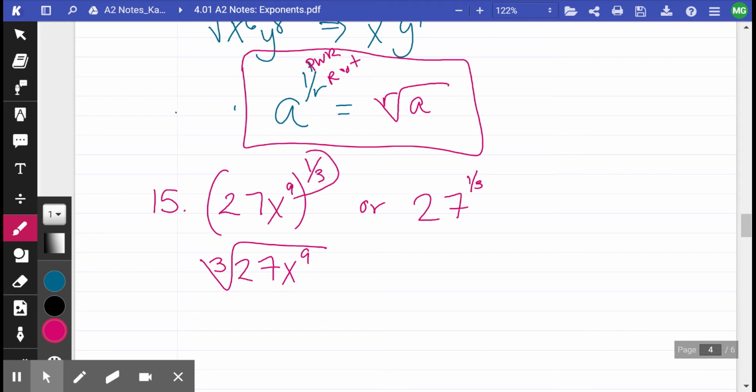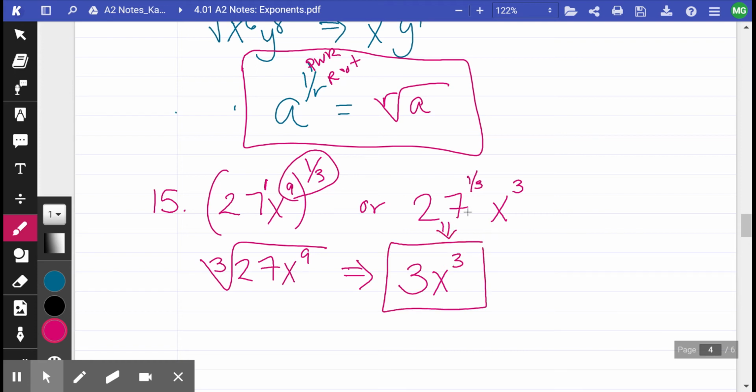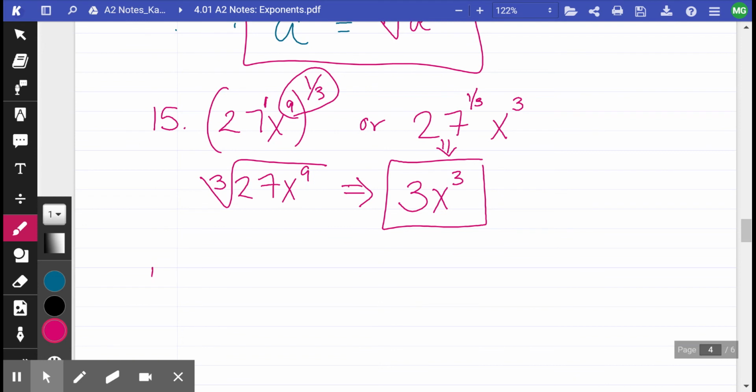And then here you could also power apply that, like you power applied this. 9 times 1/3 is like 9 divided by 3. So that would be x to the 3rd. Either way you do it, you need to find the cube root of 27, which is 3. 3 times 3 is 9. 9 times 3 is 27. And then take the cube root of x to the 9th, which is x to the 3rd. So either way makes sense. A lot of students actually like doing it this way, where you're power applying. It makes it easier for the second one. And 27 to the 1/3, you can just type right into your calculator.